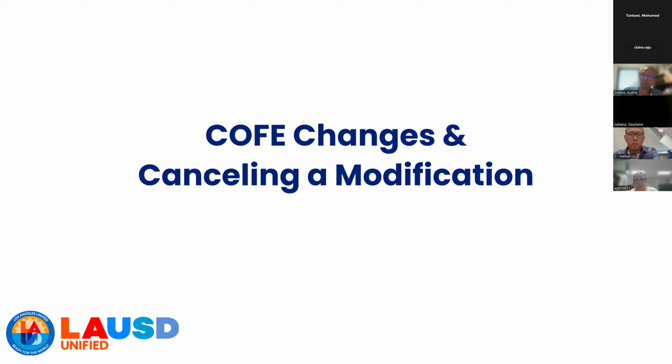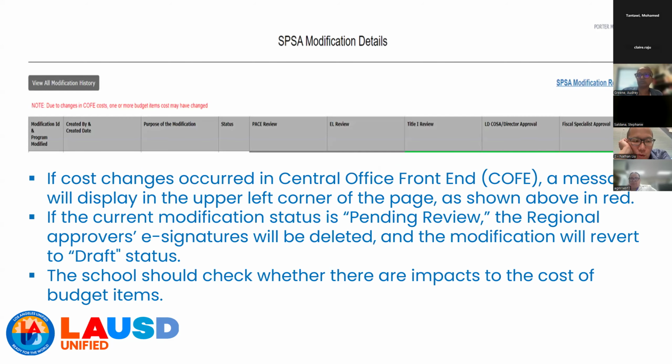Now I'm going to cover coffee changes and how to cancel a modification. So if a cost change occurs in the central office front end or coffee system, a message displays in your upper left corner of the page, and it will be in red. If the current modification status is in pending review, the regional approver's e-signatures will be deleted and the modification will revert to a draft status. So the school should check if there are any impacts to the cost of the budget items.